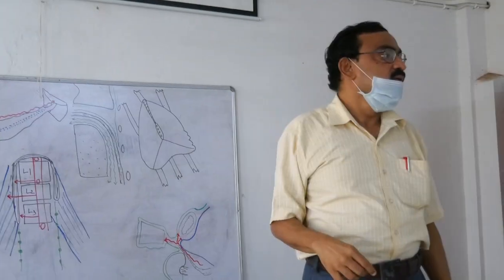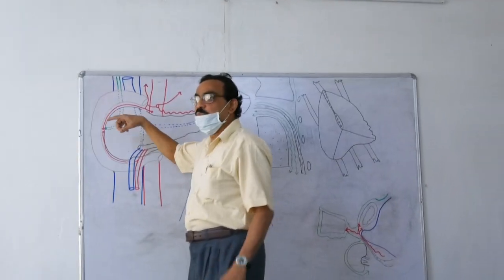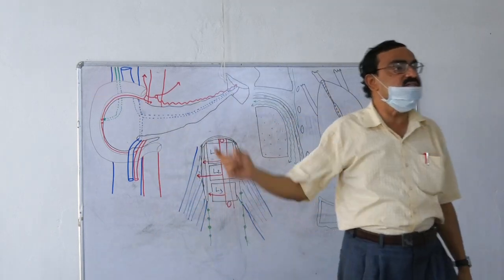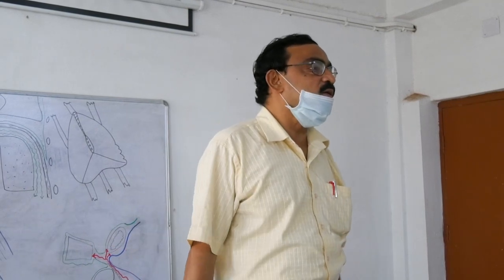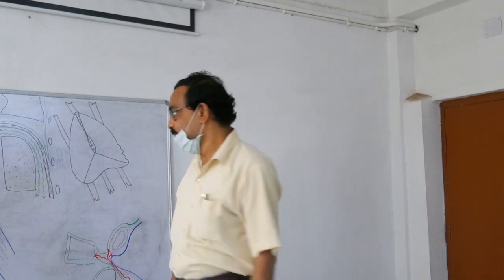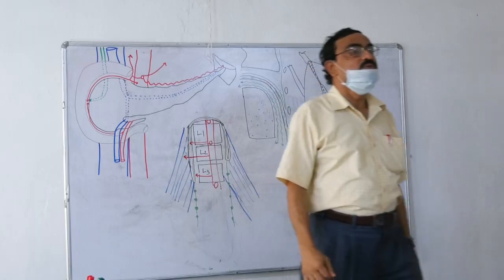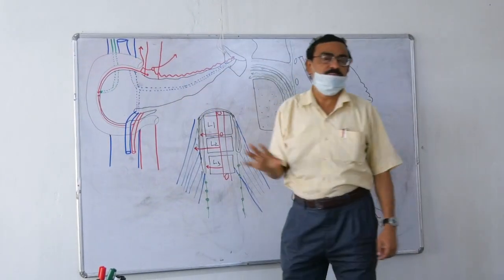And the accessory duct opens ultimately in the minor duodenal papilla, which is situated 8 to 10 centimeters away. Oh, sorry, 8 to 10 millimeters. Whether it is centimeter or millimeter? Centimeter. 8 to 10 centimeters from the pylorus, the pyloric end of the stomach. Because before that, we are getting the stomach. Okay. This is the first part of the duodenum.